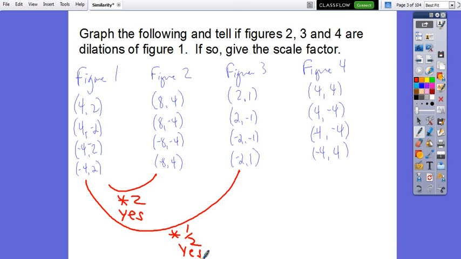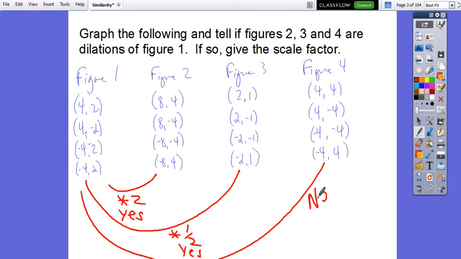All right, let's take a look at figures 1 and 4. 4 to 4, 2 to 4. Were we consistent? No. Do I need to look at any of the other ones? Nope. So from figure 1 to 4, the answer is no.